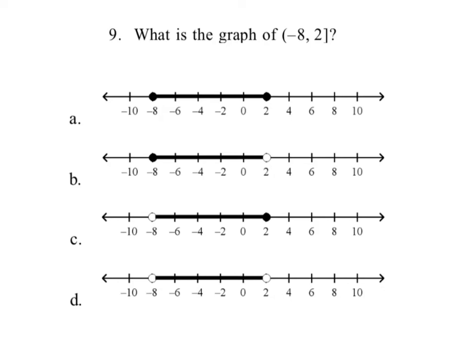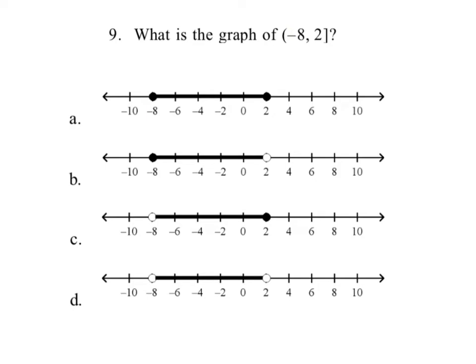Okay, the trick with these is that you need to understand the notation. And this notation right here, when you have this parentheses, what that's saying is this number is the endpoint, but you don't include it. Parentheses says don't include it, versus brackets, which do include it. Okay? So -8 is an endpoint, and as you can see, all of these have -8 as an endpoint. And 2 is an endpoint. You can see they all have 2 as an endpoint.